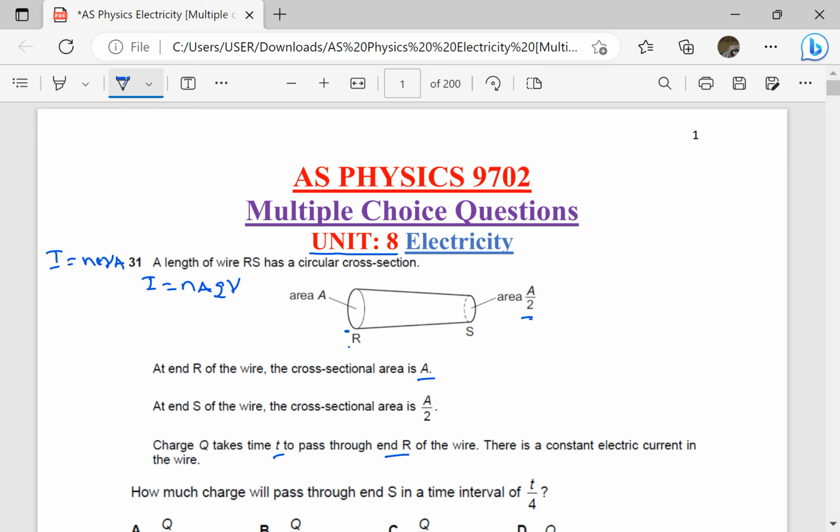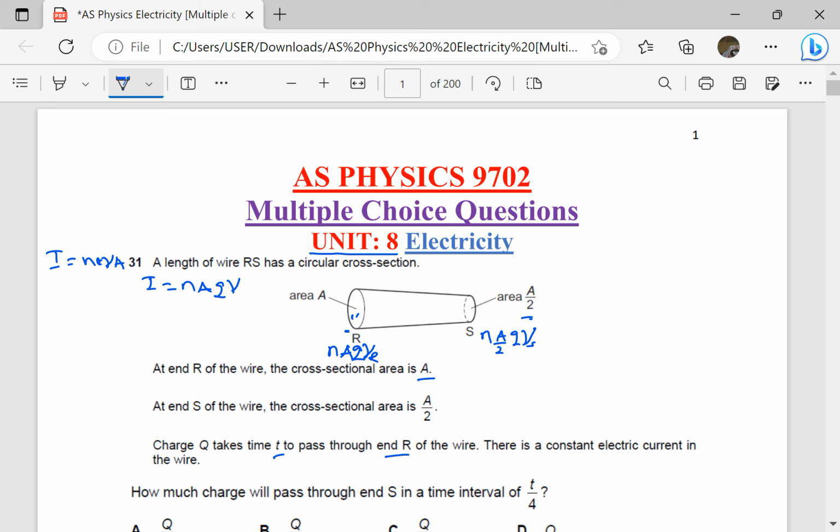But before we do that, the current this side R is supposed to be: the number of charge carriers is n, the cross-section area here is A, and the charge of each charge carrier is Q. The drift speed this side I'll call it v at position R. I'll do the same thing the other side. The number of charge carriers is n, the cross-section area is A/2, and the charge of each charge carrier is Q. The drift speed is v, I'll call this one vS.